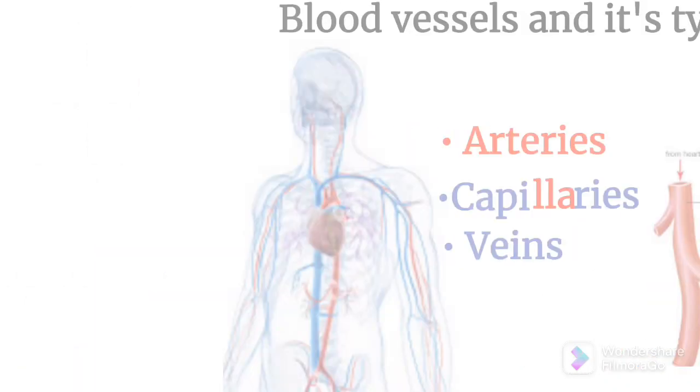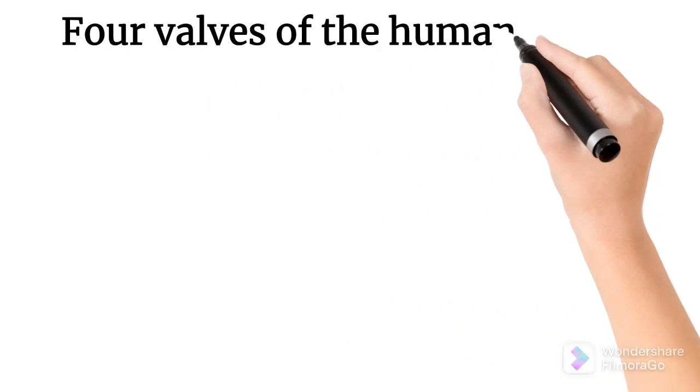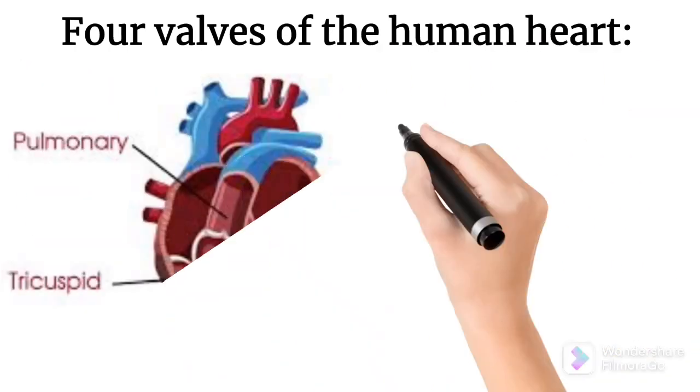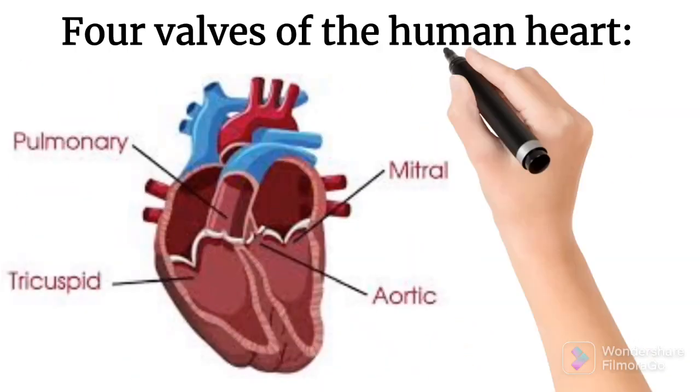Let's talk about the valves of the heart. Tricuspid valve. On the right side, tricuspid valve is located between the right atrium and the right ventricle. Pulmonary valve. On the right side, pulmonary valve is located between the right ventricle and the pulmonary artery. Mitral valve. On the left side, mitral valve is located between the left atrium and the left ventricle.